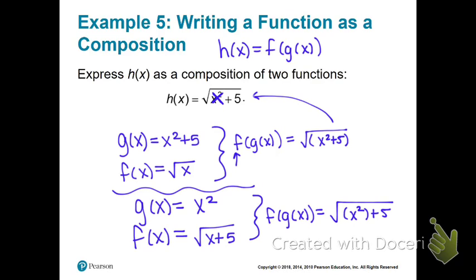So for decompositions or breaking them apart, there's not just one right answer, okay? So y'all could have several different answers amongst y'all. All right, so that's how we decompose them.